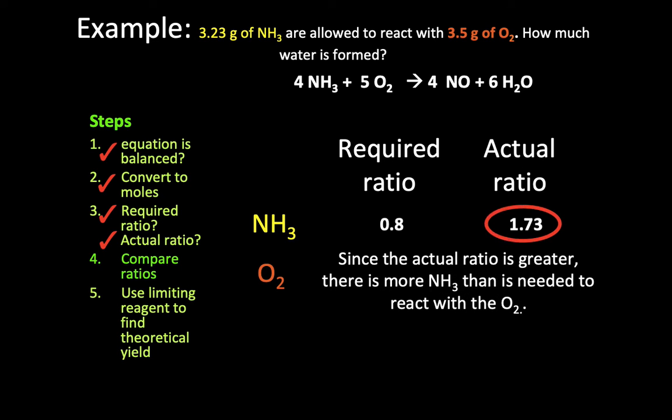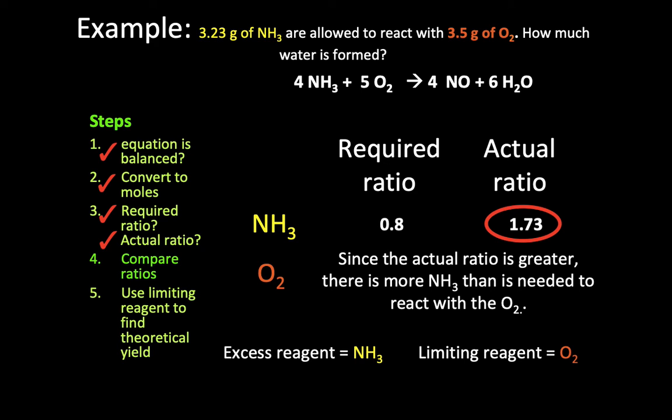In this case, the 1.73, the actual ratio, is greater than the required ratio of 0.8. What this tells us is that we had more ammonia than we needed to react with the amount of oxygen that could react. In that case, that means that our NH3, our ammonia, is the excess reagent, and the oxygen is the limiting reagent. If there had been exactly the right number of ammonia to oxygen, we would have had an actual ratio that also was 0.8.